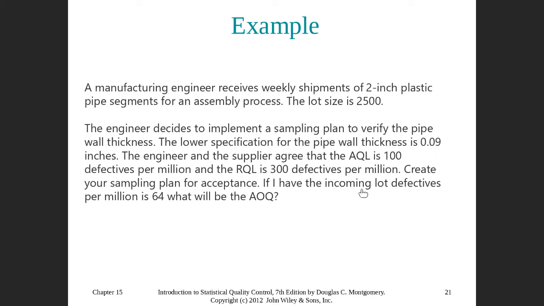He asks you, if the incoming lot has 64 defectives per million, what will be the average outgoing quality? So he asks you two things. You have to find or create the sampling plan. What will be the sample? You have to find or analyze the operating characteristic curve, and he also asks you specifically, if I have an incoming lot that has 64 defectives per million, what will the average outgoing quality be?